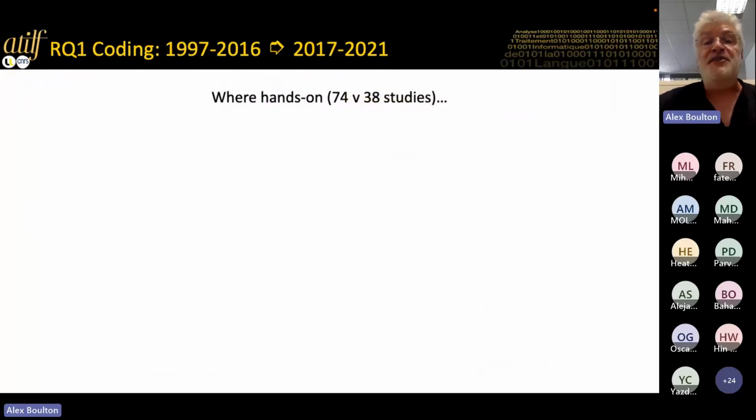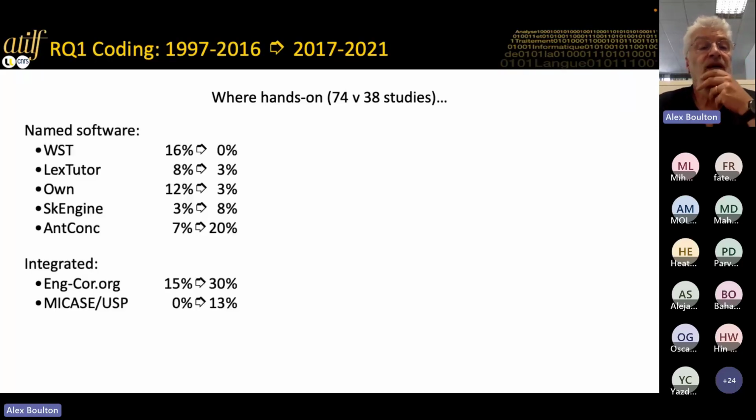When the studies are hands-on, so that's 74 in the first period and 38 in the second, sometimes we actually know the name of the software that was used. So Wordsmith Tools is going down, LexTutor is going down. People are using their own tailor-made software less often. You do get things like Sketch Engine, in particular AntConc, making quite a strong showing in recent years.